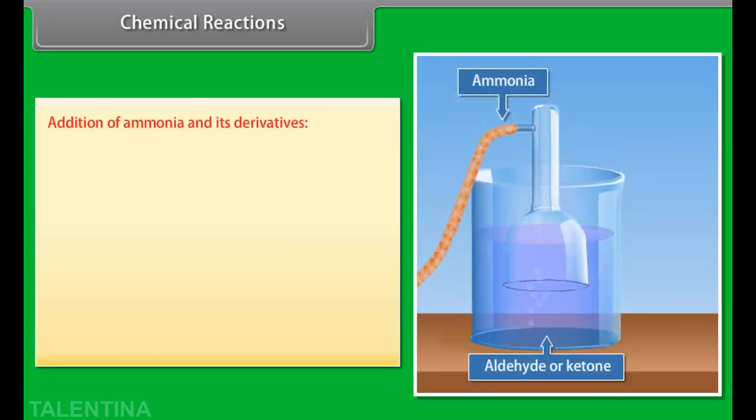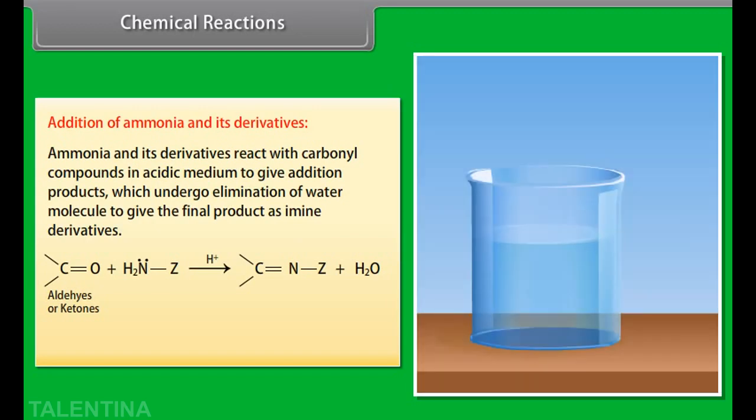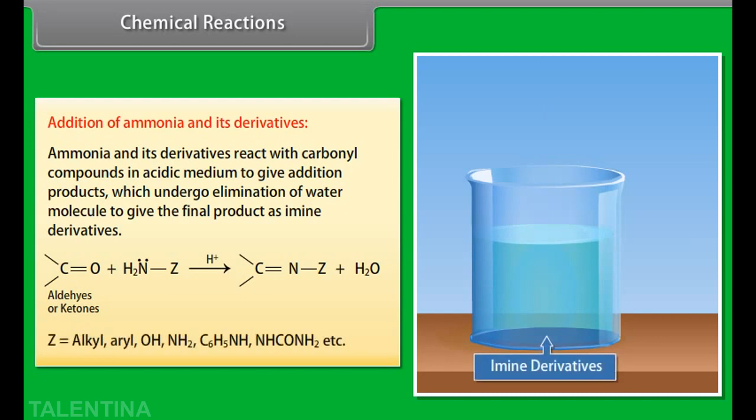Chemical reactions. Addition of ammonia and its derivatives. Ammonia and its derivatives react with carbonyl compounds in acidic medium to give addition products which undergo elimination of water molecule to give the final product as imine derivatives. Z can be alkyl, aryl, OH, NH2, C6H5NH, NHCONH2, etc.